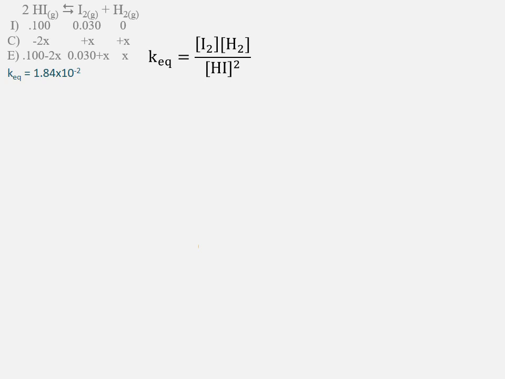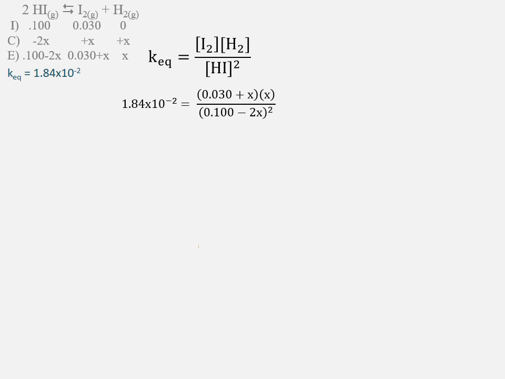I will now substitute in my equilibrium values. So the Keq in the question is 1.84 times 10 to the negative 2. If we look at our ICE chart at equilibrium, HI is equal to 0.1 subtract 2x, so that got substituted into the denominator. I2 is 0.030 plus x, so that got substituted in for I2. And H2 is equal to just x, so I substituted that in for H2.